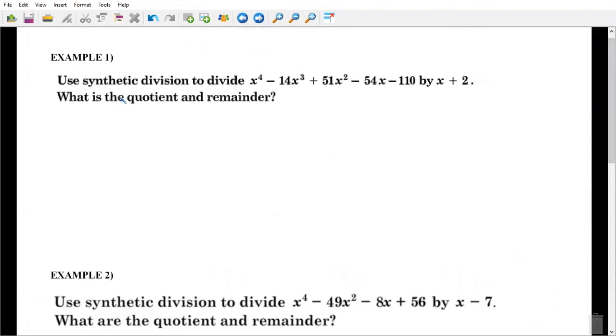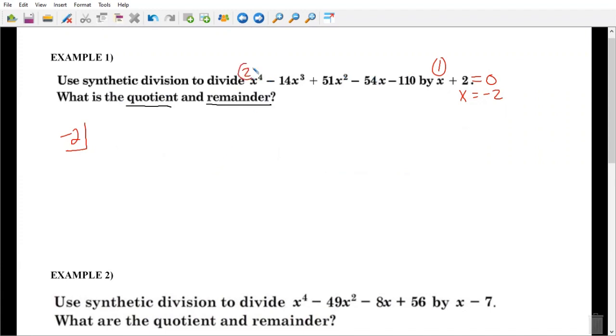Okay, so we have x to the 4th minus 14x cubed plus 51x squared minus 54x minus 110 by x plus 2. And it wants us to find the quotient and remainder. Okay, so step 1, we find our 0 by setting this equal to 0. So our 0 equals x equals -2. So that's what goes in my house.